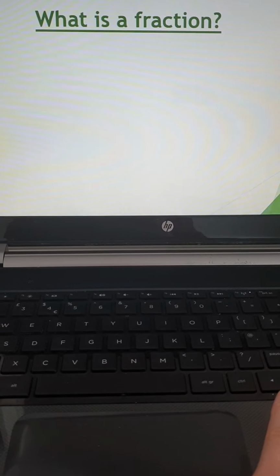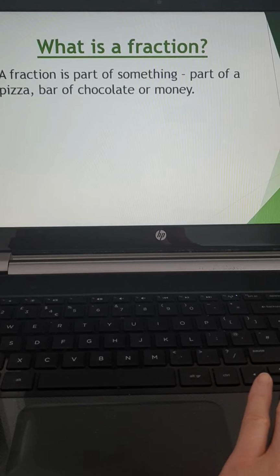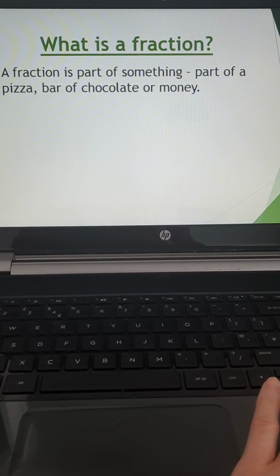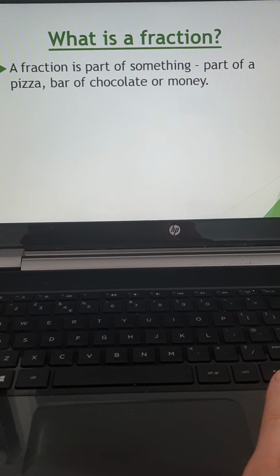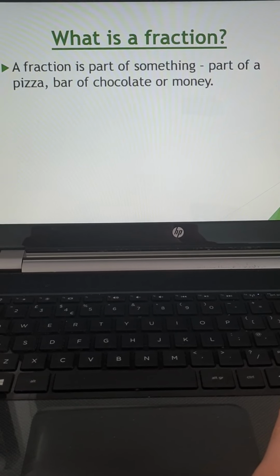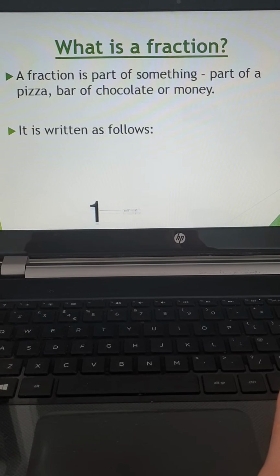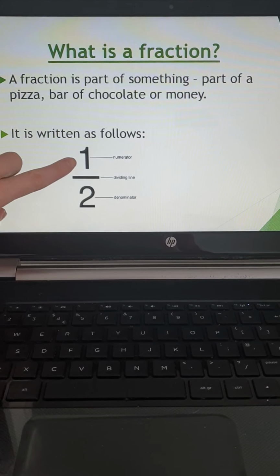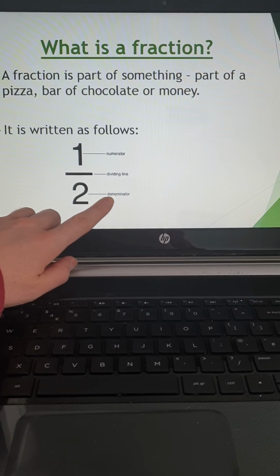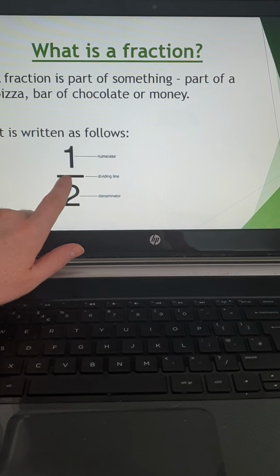So I'm sure many of you are screaming at the screens right now to tell me what a fraction is, and it is part of something, okay? So it's a part of a pizza, a part of a bar of chocolate, maybe a part of an amount of money, okay? Now, can anybody remember what way we write down a fraction? Anybody at all? So it is written as follows. So we have our numerator, if you remember, and we have our denominator. Okay, so remember I said D for down, D for denominator, and then our numerator is on the top, and that's just the dividing line in between.